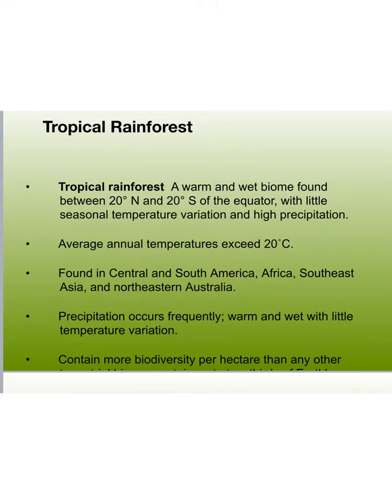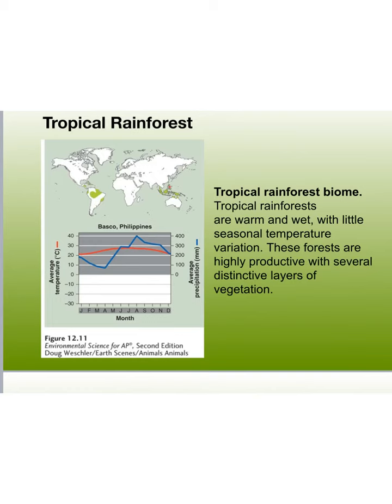So the tropical rainforest is very warm and very wet, and you're looking at 20 degrees north, 20 degrees south of the equator, and there's very little seasonal temperature variation. So this biome has a lot of rain, right? A lot of precipitation. It's really warm, humid, wet, and so its precipitation climate diagram, it's all up high.